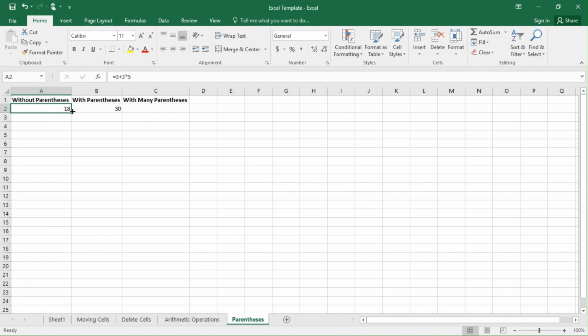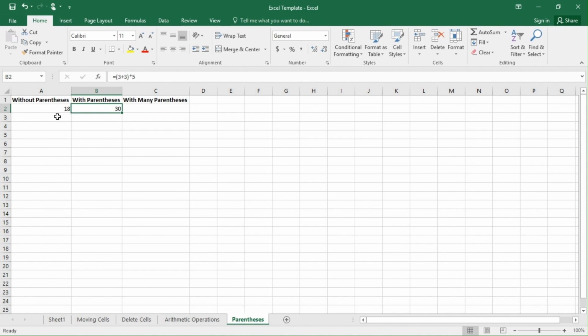For the one without parentheses, it calculated multiplication first. So we started with 3 times 5, then plus 3, and we have 18. Now with parentheses, this is what happens. It starts with the one inside the bracket. 3 plus 3 gives us 6, multiplied by 5, which gives us 30.